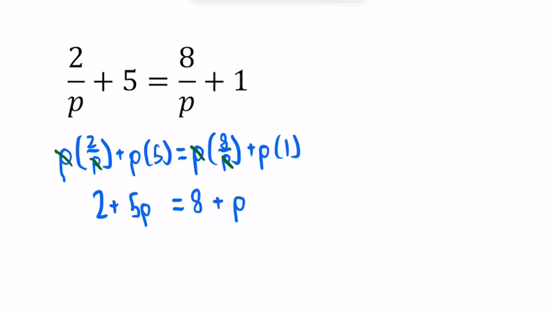There are several things you could do next here. What I would do is subtract p from both sides and subtract 2 from both sides. This leaves us on the left side of the equation with 4p. On the right side, it leaves us with 6. Then we divide both sides by 4, and we have p equals 6 over 4, which, if you reduce it to lowest terms, is 3 over 2.